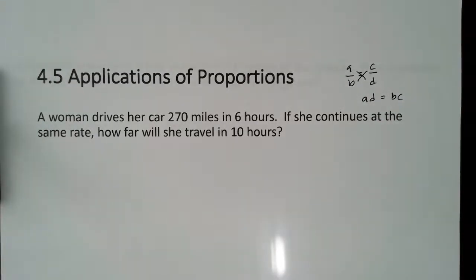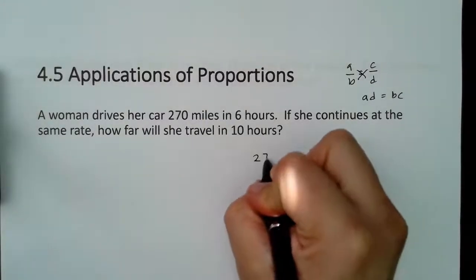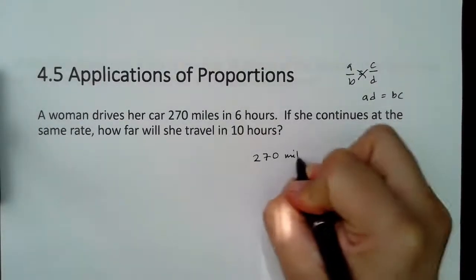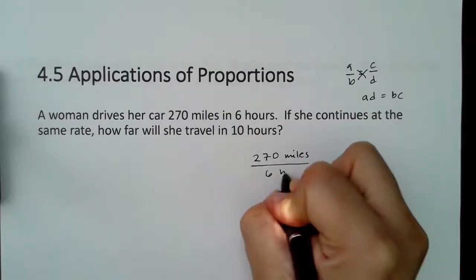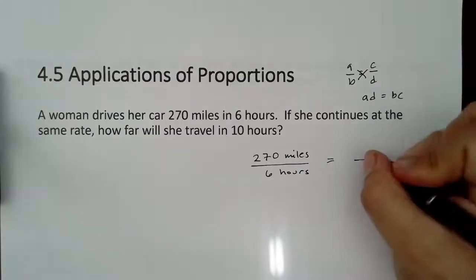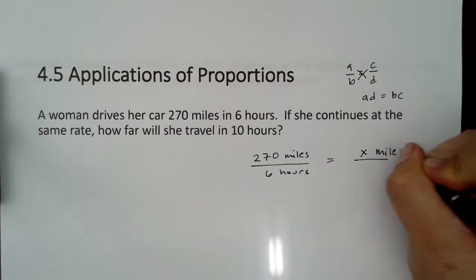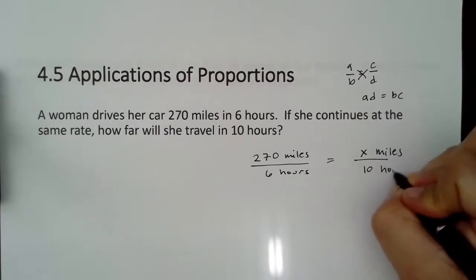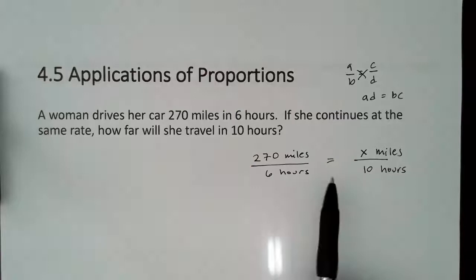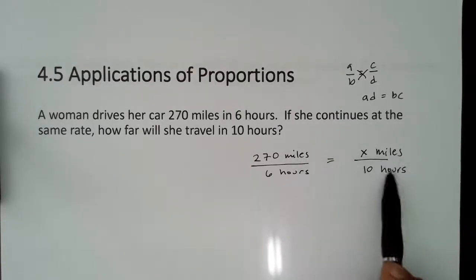So now we have here, a woman drives her car 270 miles in 6 hours. If she continues at the same rate, so that means that the ratios are equal, she goes 270 miles in 6 hours. If she continues at the same rate, how far will she travel? We don't know, so we let that be x in 10 hours. So we're setting up the proportion. We keep the units the same. Miles is to miles, hours is to hours.